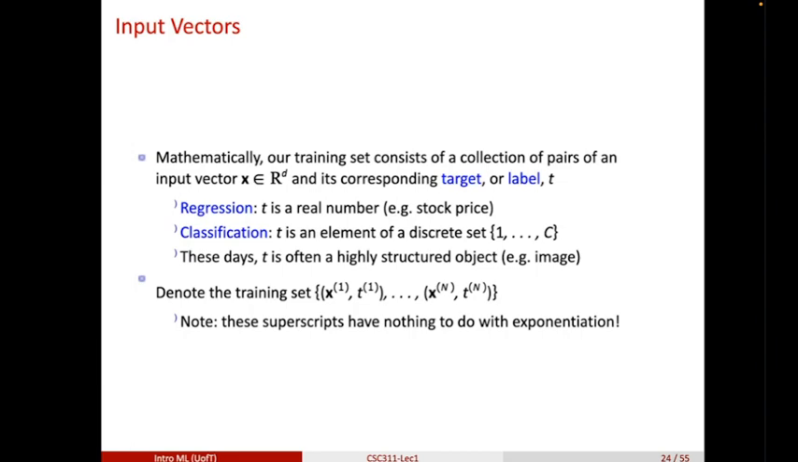That's the example of regression. Or classification, where t is an element of a discrete set, so it's not a real number, and the set can carry an array of values. So these days, t is often a highly structured object, for example, an image.